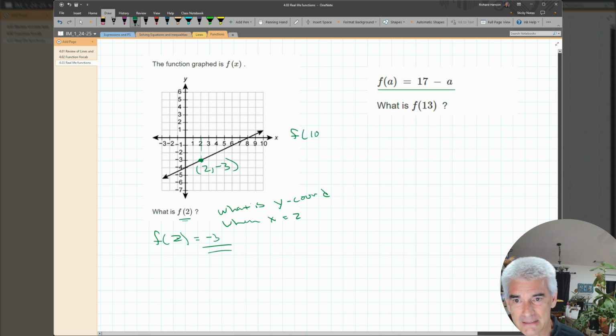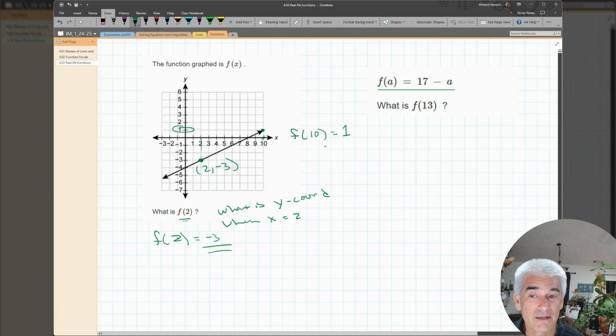So if they said, what's f of 10? F of 10, they're saying when I plug in x equals 10, what does y equal? Let's look. Let's go across to x equals 10 right here. Okay, we don't see much of the graph, but I think we see enough. Let's go up until we're on the graph. So it looks like the y coordinate is 1. So f of 10 is 1.